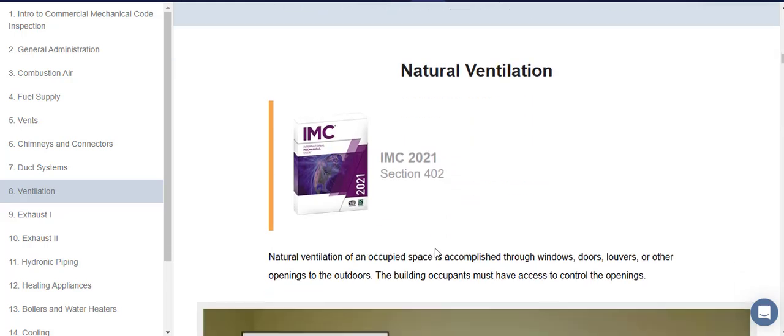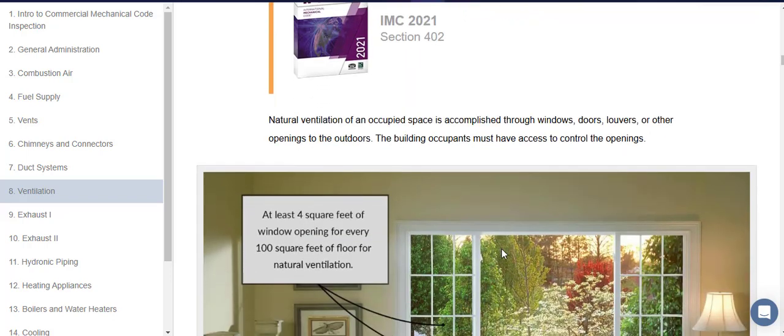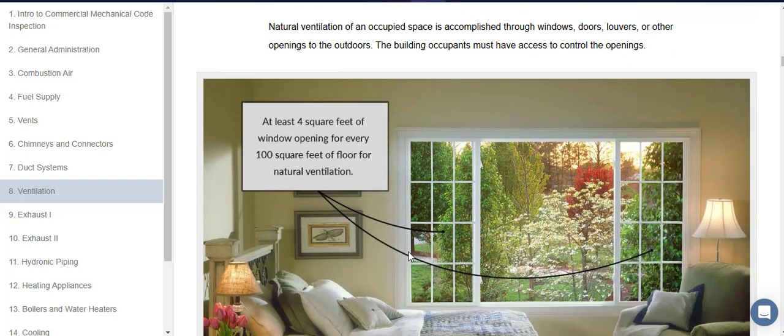Natural ventilation. Natural ventilation of an occupied space is accomplished through windows, doors, louvers, or other openings to the outdoors. The building occupants must have access to control the openings. For this natural ventilation, at least 4 square feet of window opening is needed for every 100 square feet of floor area for natural ventilation.